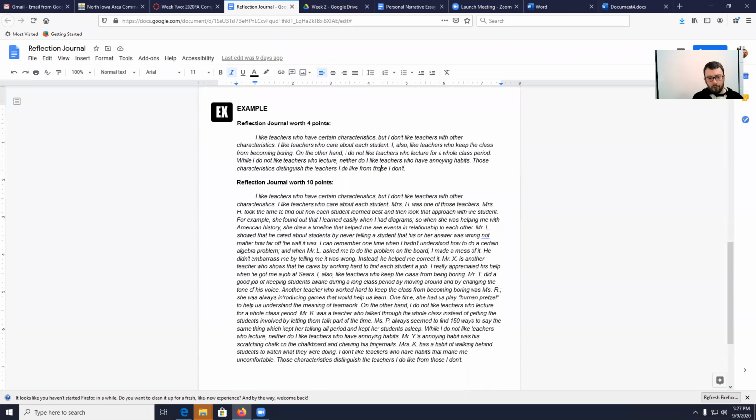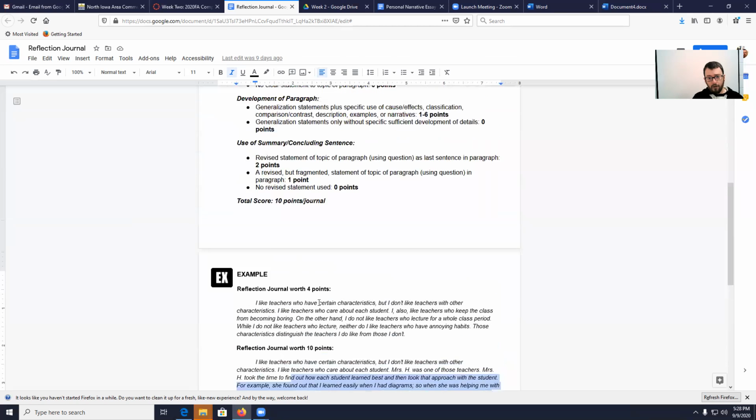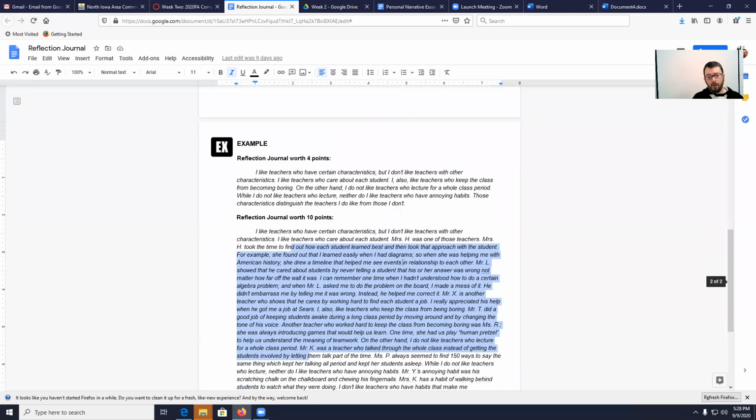Now this one does a much better job of that. We get the 2 points for having that topic sentence that repeats the question, the 2 points for the summative concluding sentence that repeats the question, and then we're going to get all the points, full 6 points, because we have plenty of general statements. So I like teachers who care about each student.